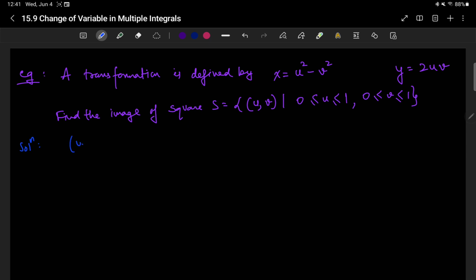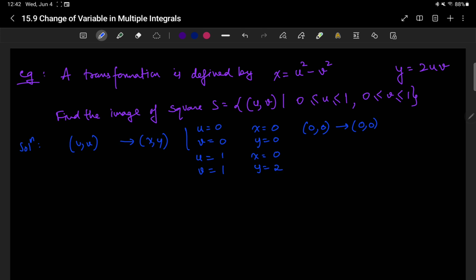So going from the uv world into the xy world, we can look at an example. For example, if u equals 0 and v equals 0, so that would be the origin in the uv world, then we get x is 0 and y is 0, which means the point (0, 0) maps to the point (0, 0), which is good. What about, let's say, the point (1, 1)? Then x is going to be 0 and y becomes 2. So the point (1, 1) maps to the point (0, 2).